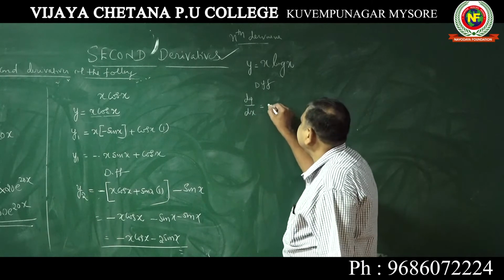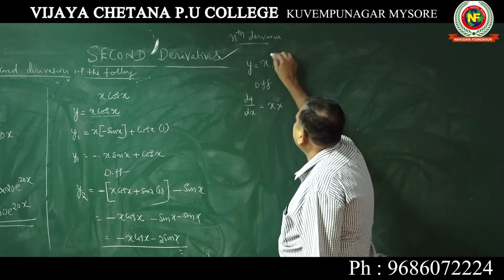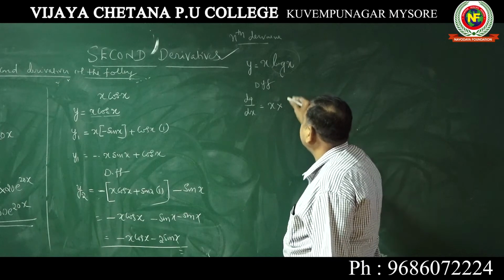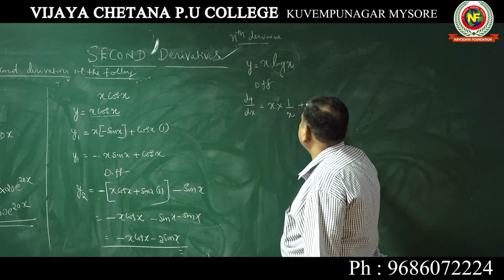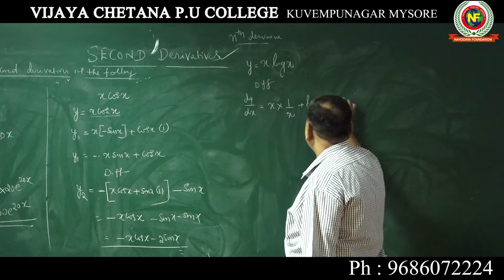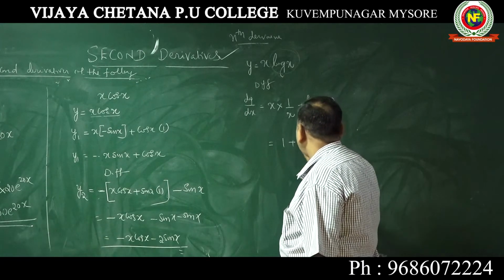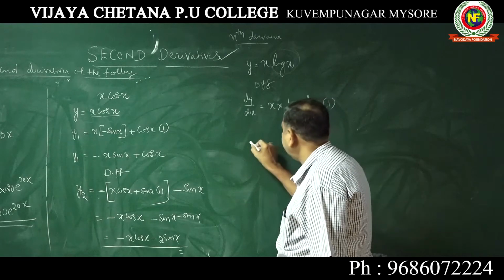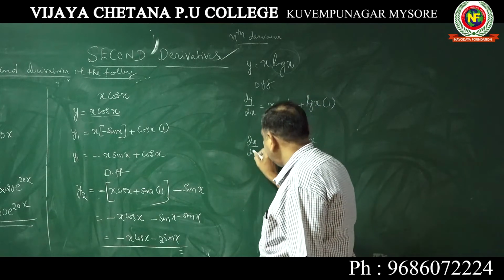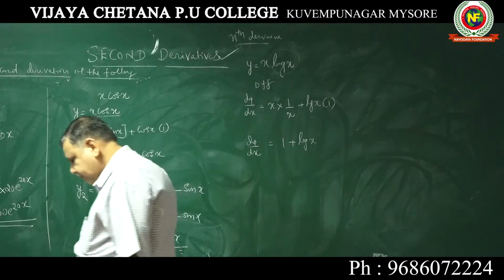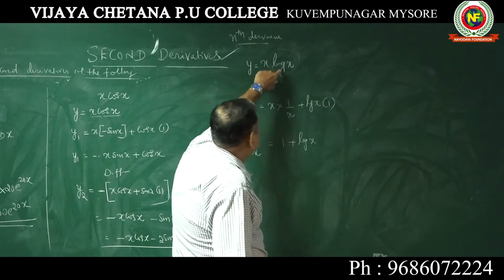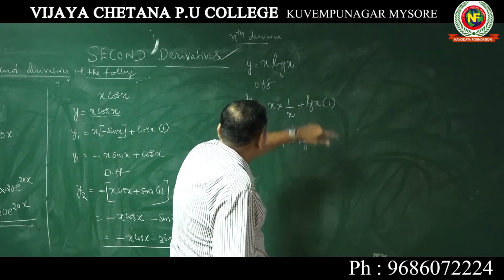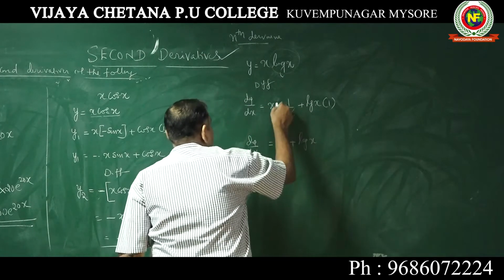dy by dx is x into, product rule, log x, 1 by x, plus log x into 1. Or it is 1 plus log x. Understood? This is your dy by dx. Here it is x into 1 by x plus log x into 1. Now again x by x goes, it is 1.